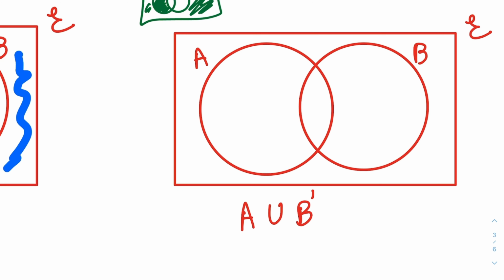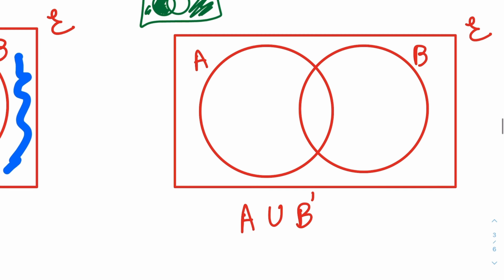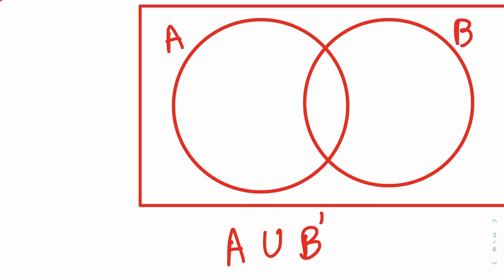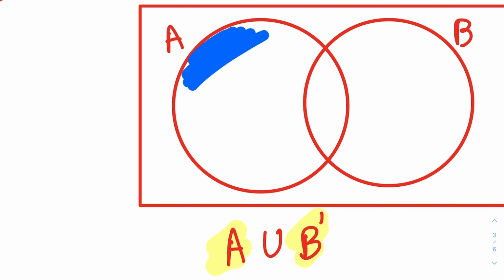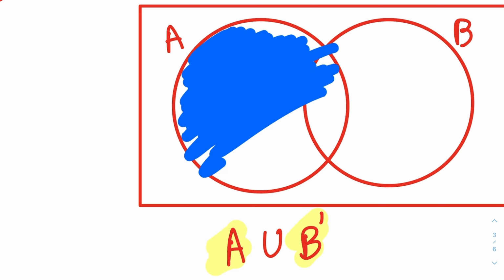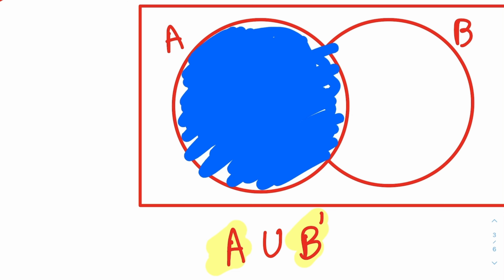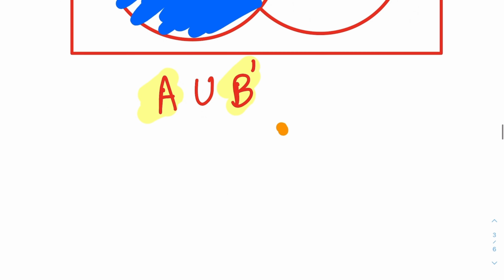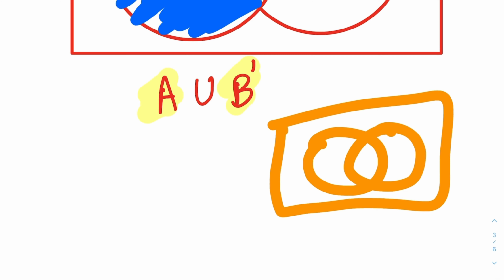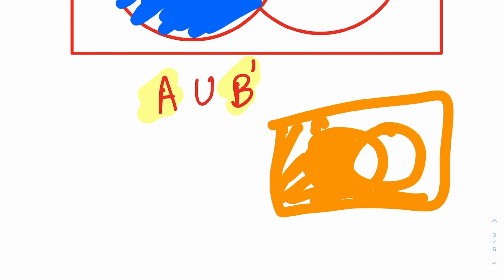Next, A union B dash. As I said, the process in union is first you shade the left hand side, then you shade the right hand side on top of the left hand side. Okay, so if I shade A, which is this region and this region, and now I need to shade B dash. If you didn't understand B dash, I'll just draw it over here. It is this region and this region.